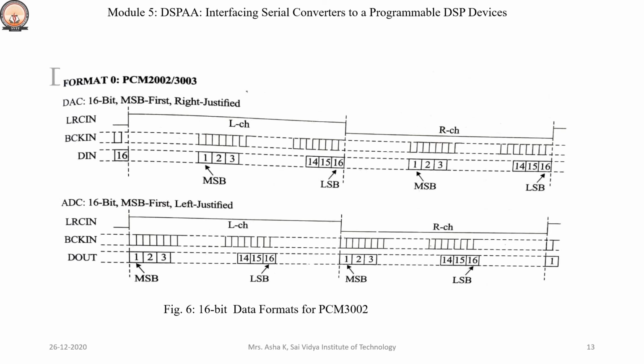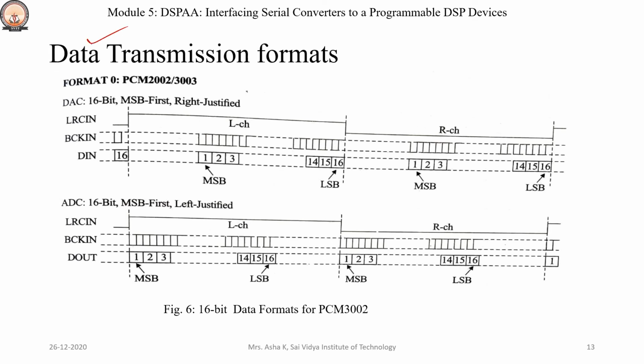Here we are observing the data transmission formats for PCM3003, also 2002, for format 0. It's a digital to analog converter. 16-bit data is used here. If you just observe 1 to 16, here most significant bit first and it is right justified. We call this the MSB and this is the LSB. This is most significant bit first and it is the right side justified data.